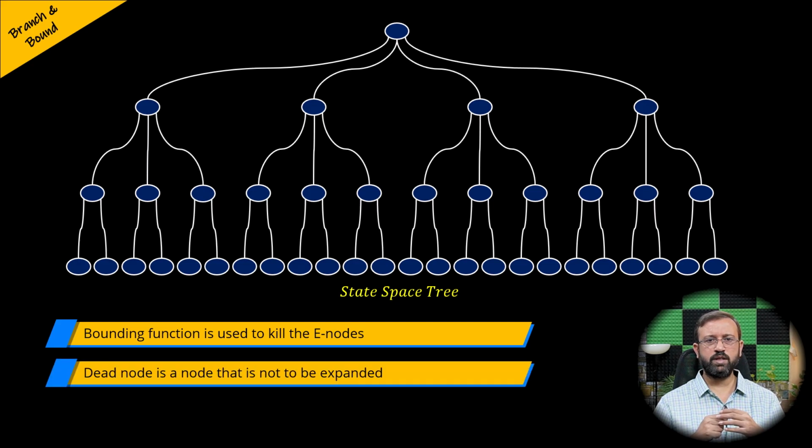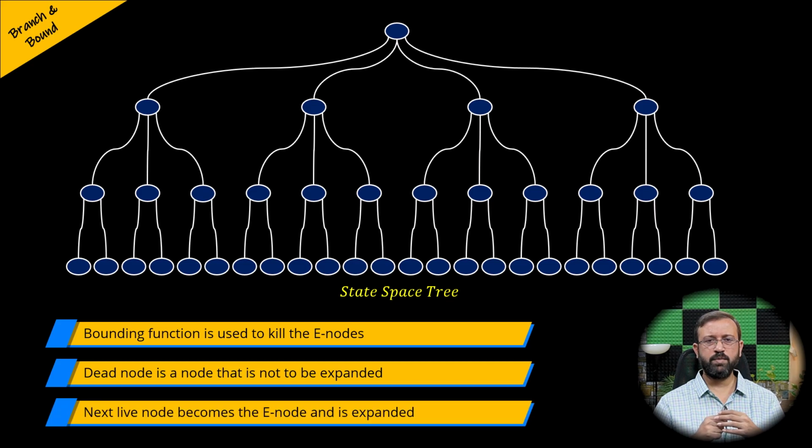A dead node is a generated node that is not to be expanded or explored any further. The remaining nodes are added to the list of live nodes. Then the next live node becomes the E node and is expanded. The process continues until either the solution is found or there are no live nodes remaining in the state space tree. There are two ways to select the next live node which will become the next E node.